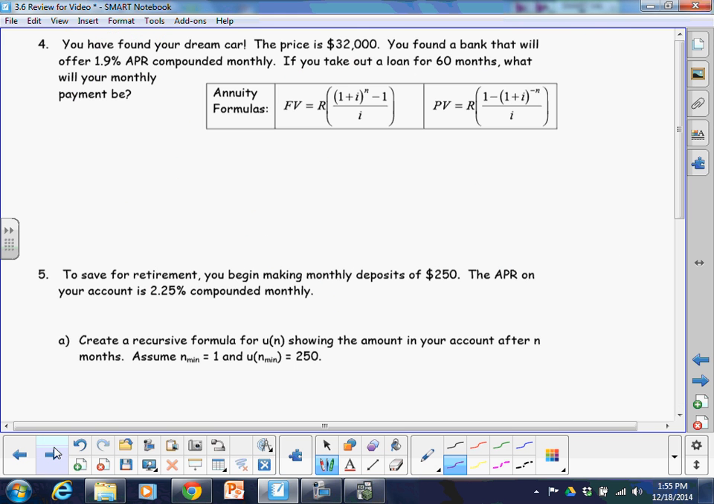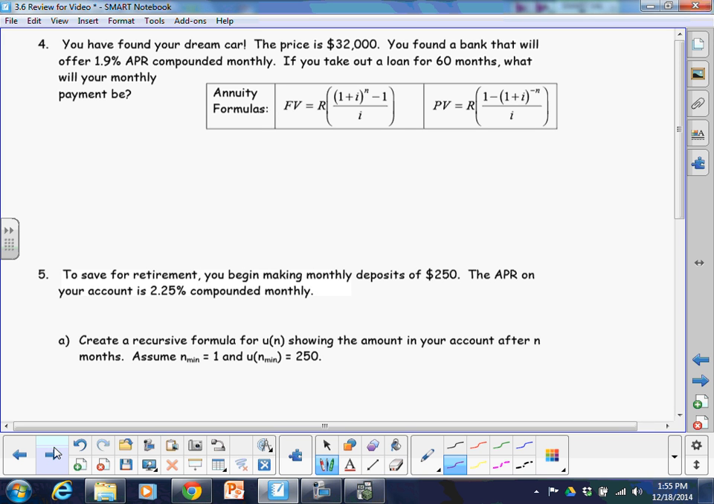Okay, so moving to the back of the review here, annuities. So the difference here, if you ever are making regular payments or regular deposits, so you're not just putting money in once, you're going to continue to do that. That's an annuity, and it changes things because you can't just take your value times the interest rate, because your value is different every month. You're adding to it.